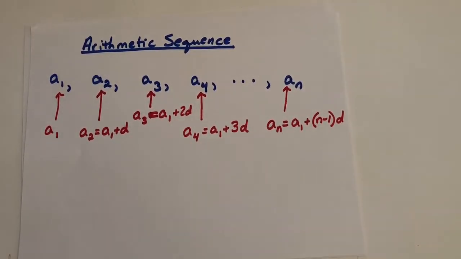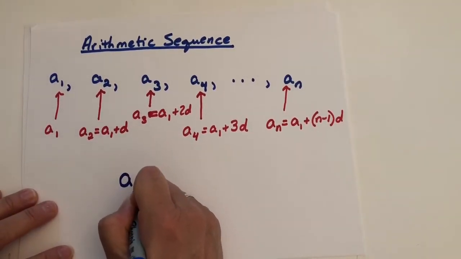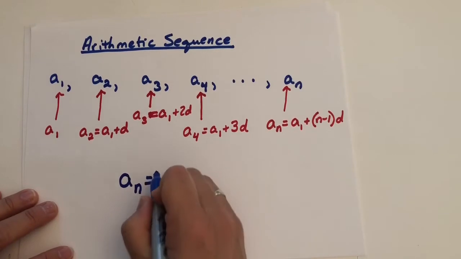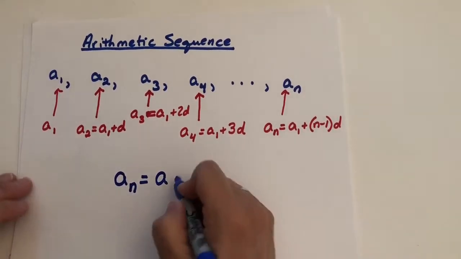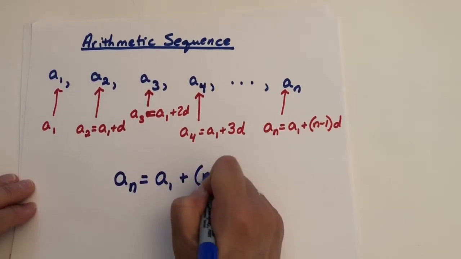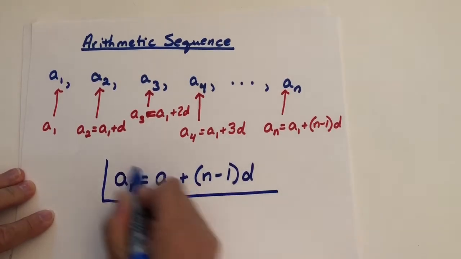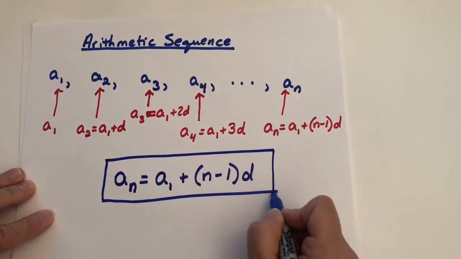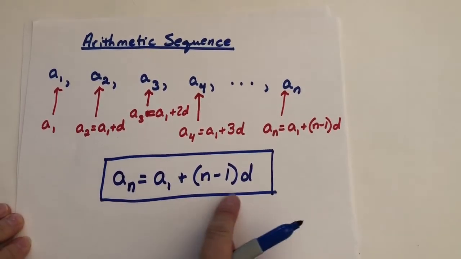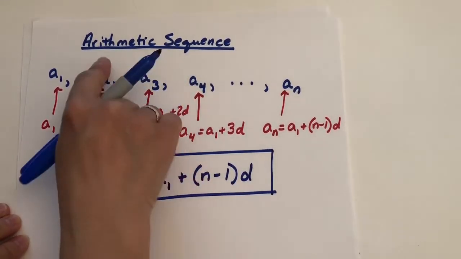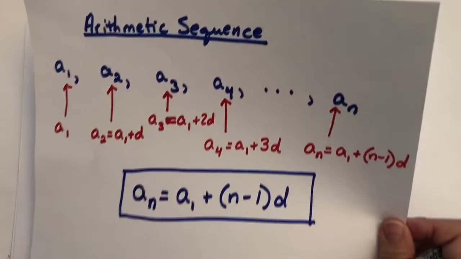So let's write that big so we make sure we know what it is. The nth term of an arithmetic sequence is always the first term plus n minus 1 times D. That's an important formula for us to know and keep in mind. Keep in mind that it is only valid if the sequence is arithmetic. So let's look at our next problem.